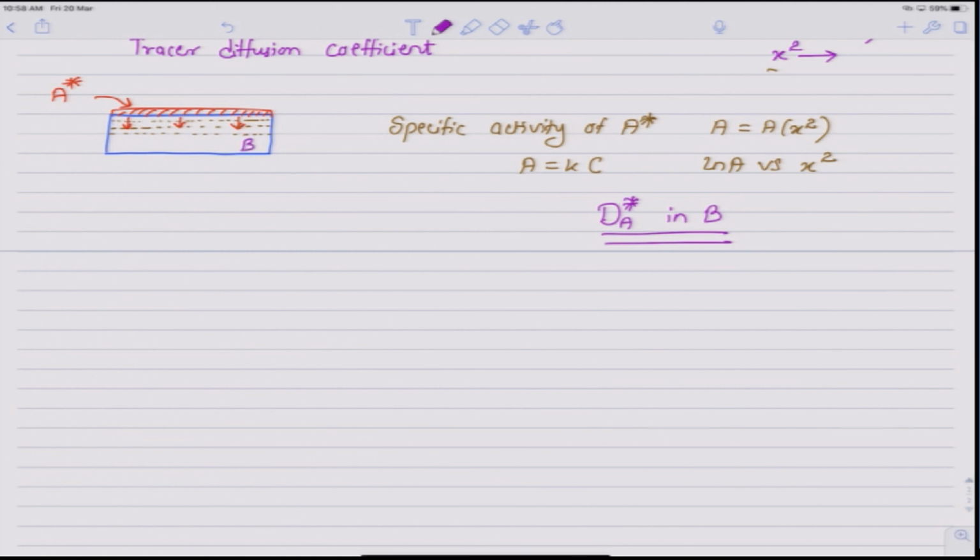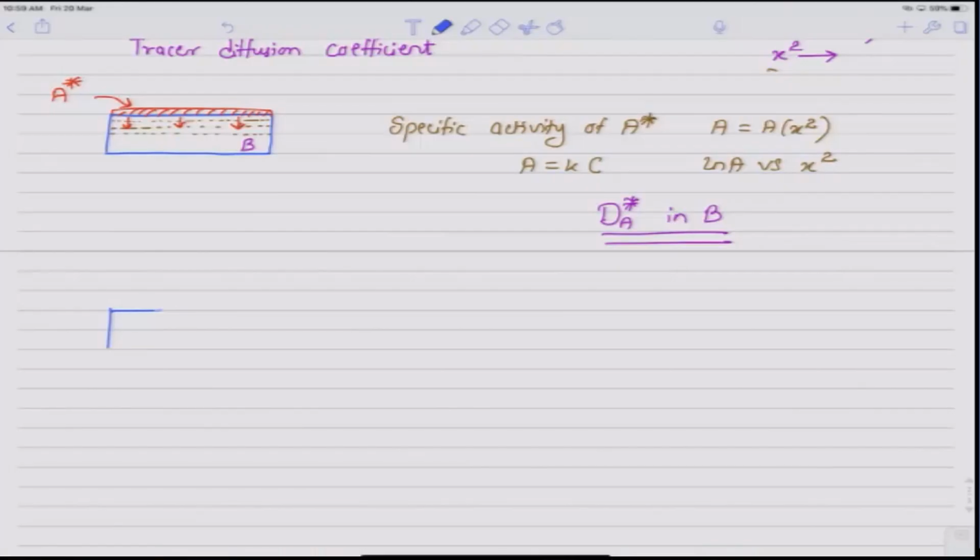Now, coming back to this geometry, here we talked about determination of diffusivity of A star in B. What about self diffusion? Self diffusion is basically the diffusion of A in pure A. Now, how do we identify or trace particular atoms of A in pure A, because all the atoms of A are indistinguishable? Here again the radio tracers or radioisotopes come to our help.